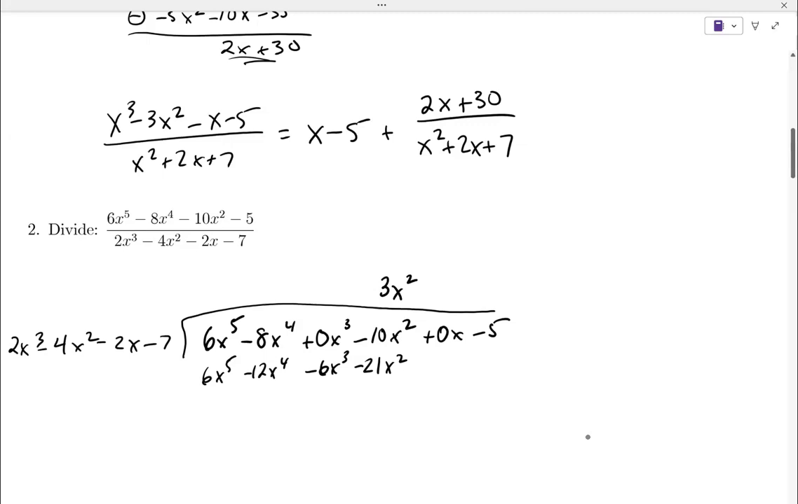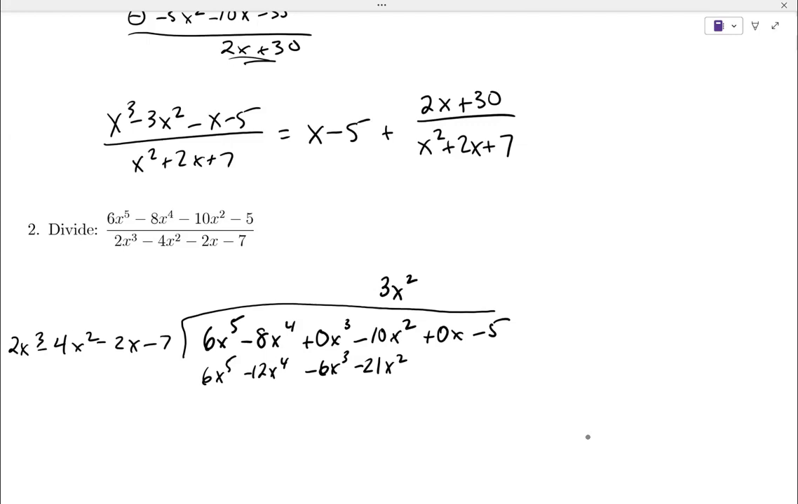This is why I said it's nice to have that 0x cubed term in there. Now I've got things lined up vertically, don't I? If you didn't put the 0x cubed in there, your minus 6x cubed would be under your x squared. Your 21x squared would be under the x term. It would look ugly. It would also be confusing, I think.